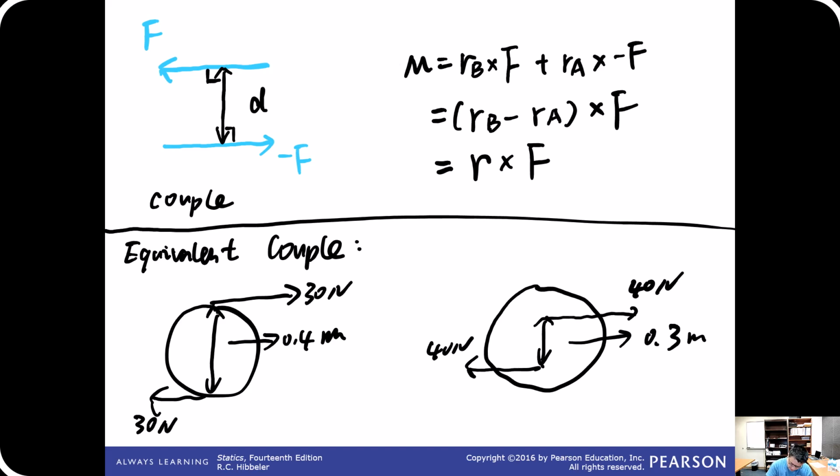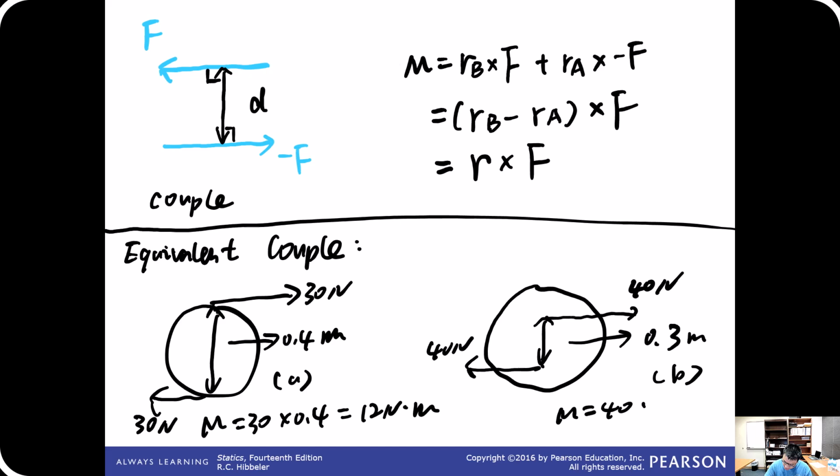What's the moment of the first one? Let's call this A, let's call this B. The moment here will be 30 times 0.4, which is 12 Newton meter. And the moment here is 40 times 0.3, which is also 12 Newton meter. We call these two equivalent couples, because the two couples produce a moment with the same magnitude and direction.